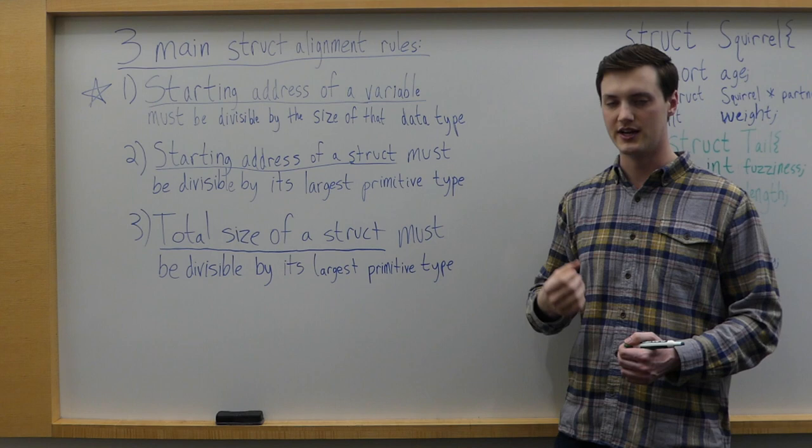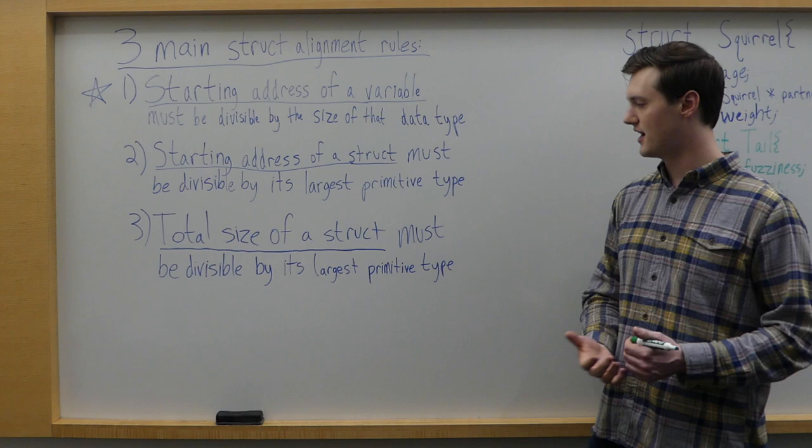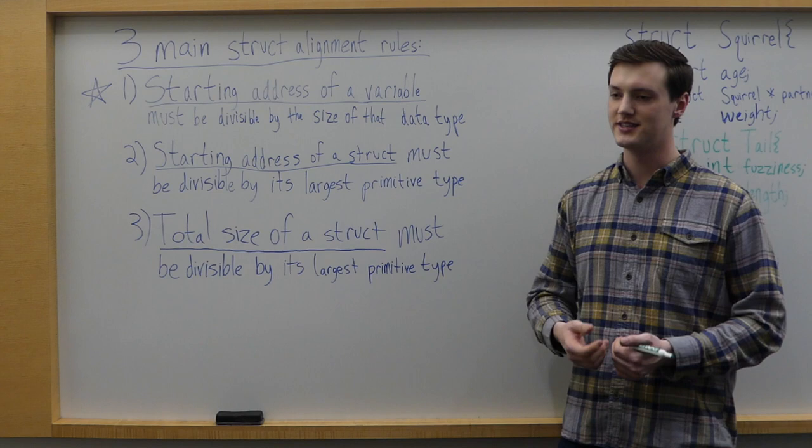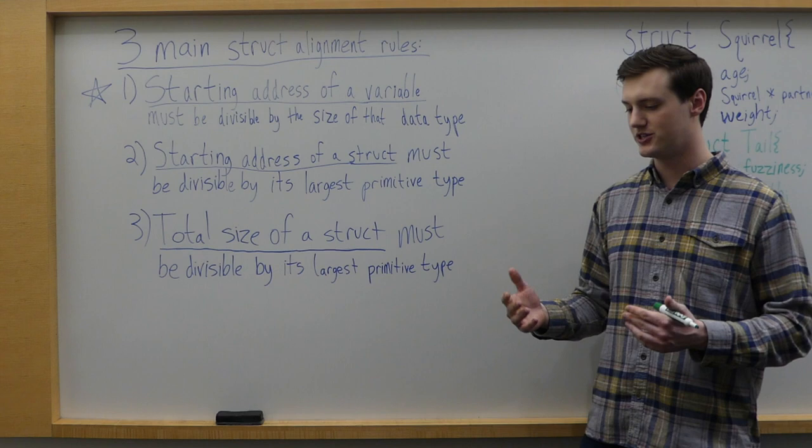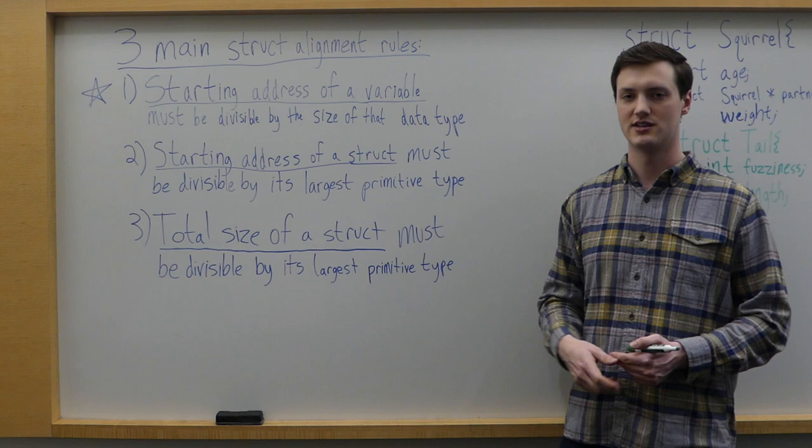Finally, the third rule is that the total size of a struct must be divisible by its largest primitive type. Going off of these same examples, if we have a struct that is just full of 7 chars, then we don't really have to worry about this rule. We can just say that the size of the struct is 7 because we have 7 one-byte variables.